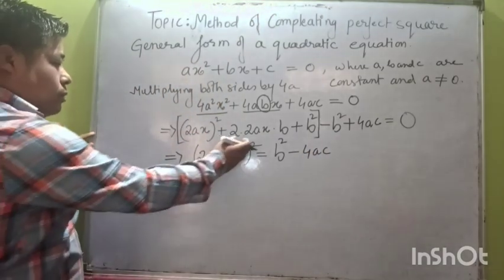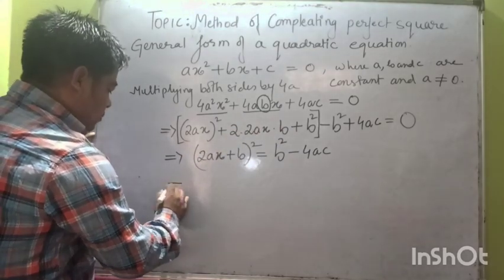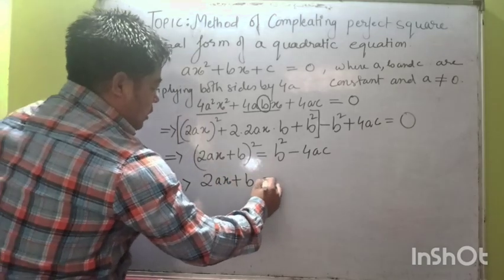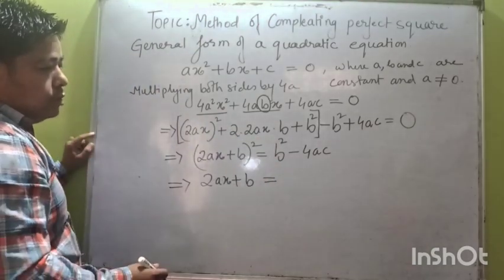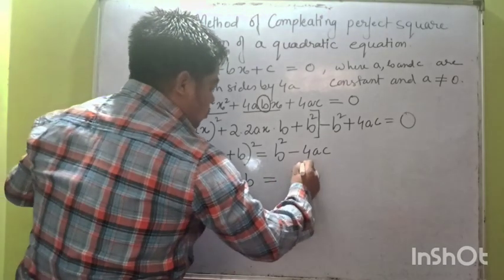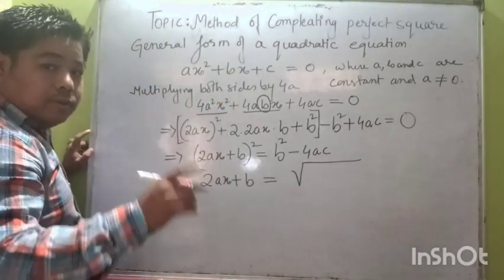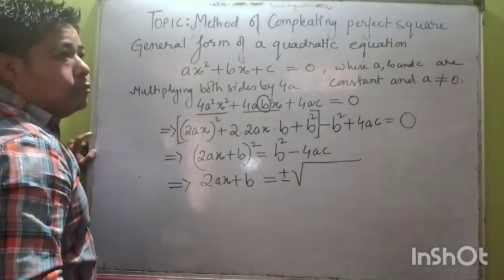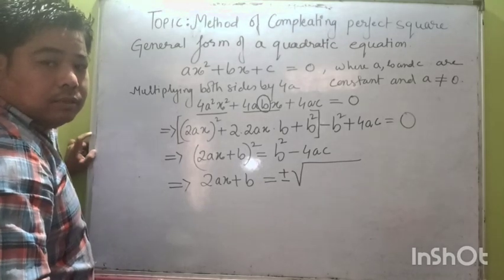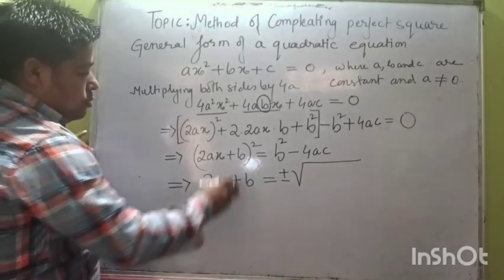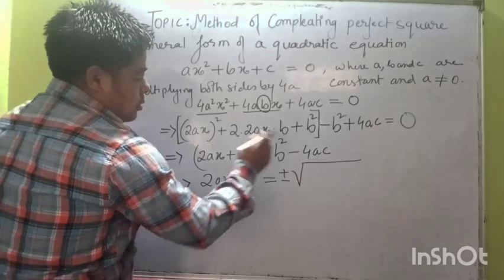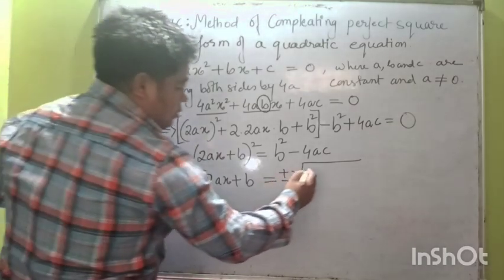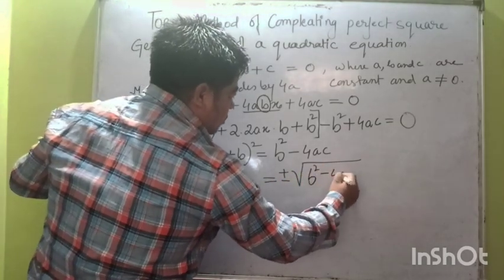Okay, then let me transfer this square to the other side of the equation. That is, we have twice AX plus B. Then if I transfer square to the other side of the equation, it will be converted into root over. But when we transfer square to the other side of the equation, we'll always use the sign plus minus. So when we transfer square, we use plus minus root over. Then we write the expression on the right hand side, that is B square minus 4AC.